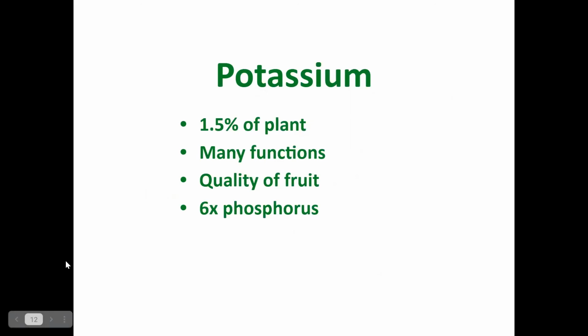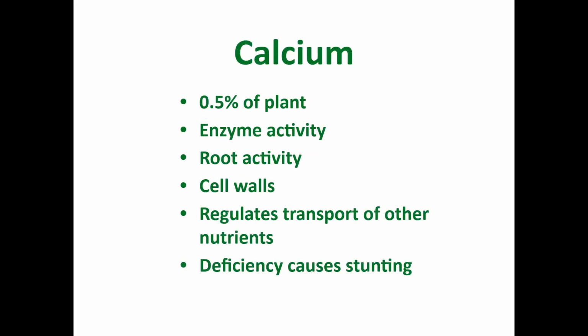The next item is potassium, which is 1.5% of the plant. It has many functions, including increasing the quality of fruit. And the amount of potassium in plants is 6 times that of phosphorus. And this takes us back to our previous discussion about optimizing NPK. And in that presentation, I talked about how commonly available flower foods have more phosphorus than nitrogen and potassium. And I talked about how the exact reverse of that may be necessary, with less phosphorus and more potassium and nitrogen.